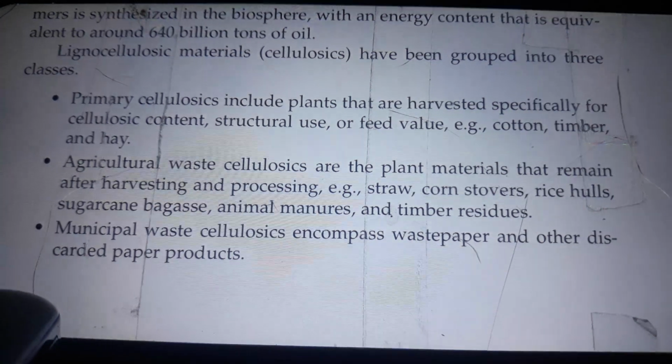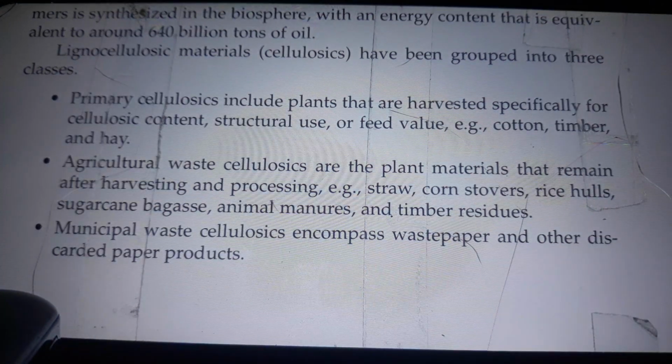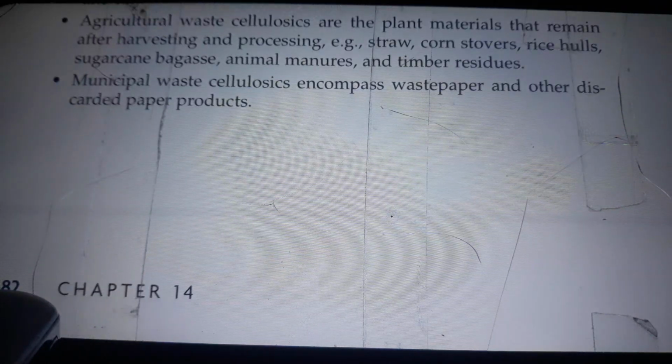Lignocellulose. Lignocellulosic materials, or cellulosics, have been grouped into three classes. Primary cellulosics include plants that are harvested specially for cellulosic content, structural use or feed value, for example cotton, timber, and hay. Agricultural waste cellulosics are the plant materials that remain after harvesting and processing, for example straw, corn stovers, rice hulls, sugarcane bagasse, animal manures, and timber residues. Municipal waste cellulosics encompass waste paper and other discarded paper products.